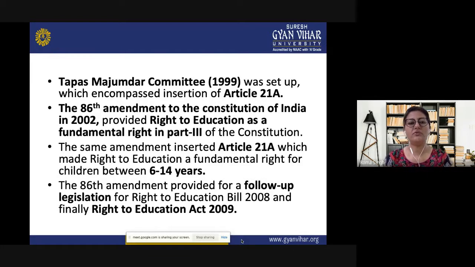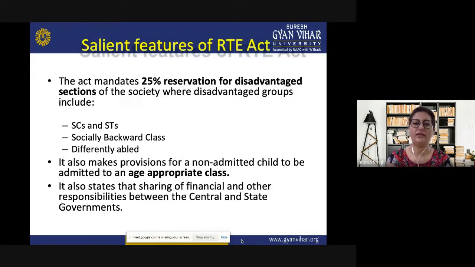The Tapas Majumdar Committee was set up, which recommended the insertion of Article 21A, a subclause in Article 21. Thus, in 2002, through the 86th Constitutional Amendment, the right to education was included as a fundamental right in Part 3 of the Constitution. This article made the right to education a fundamental right for children between the age group of 6 to 14 years. The 86th Amendment provided for follow-up legislation, the Right to Education Bill 2008, and finally the Right to Education Act 2009.